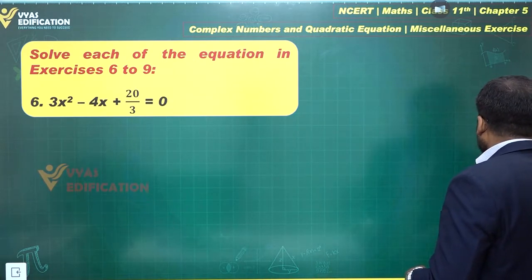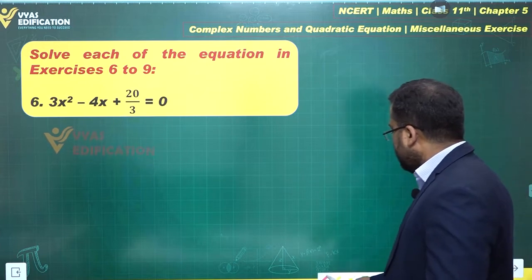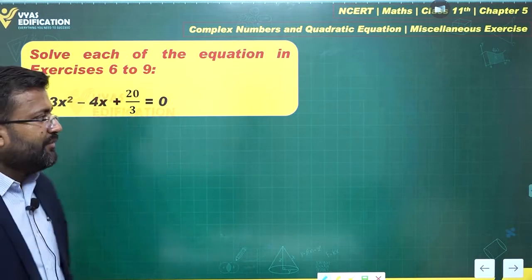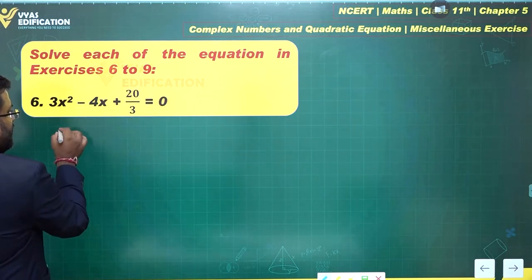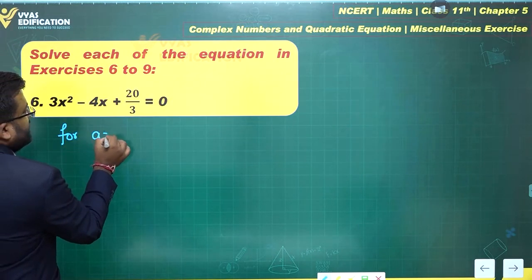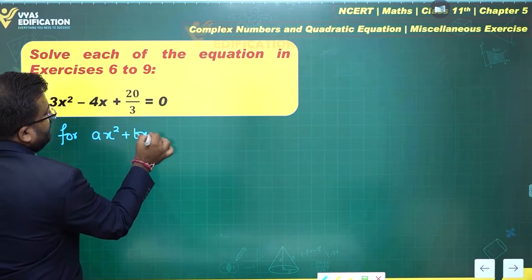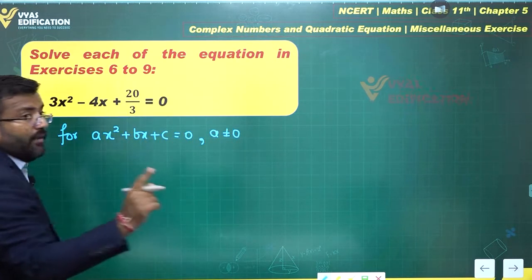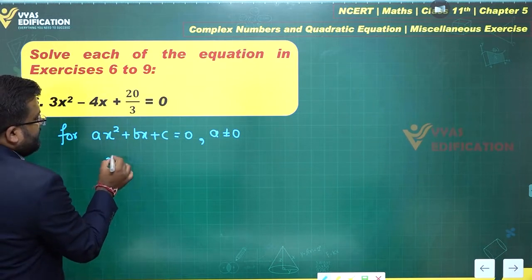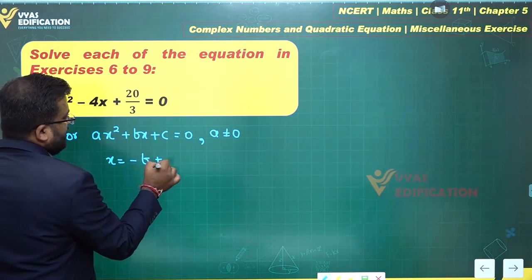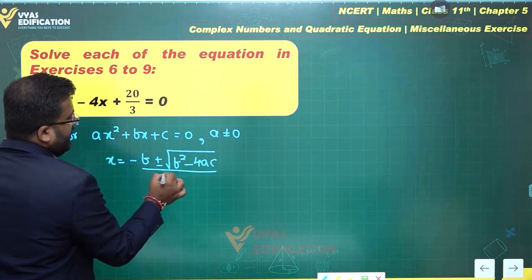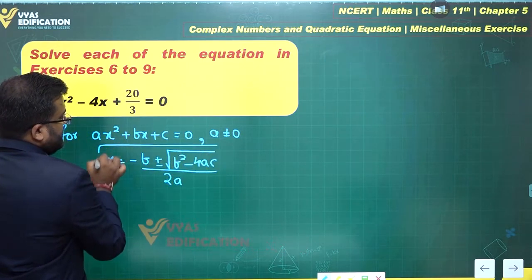This is a quadratic equation, and a quadratic equation can be solved with the help of the simple quadratic formula, right? What does the quadratic formula say? The quadratic formula for ax square plus bx plus c equals 0, when a is non-zero, is x equals minus b plus minus the square root of b square minus 4ac over 2a. This is the value of x.